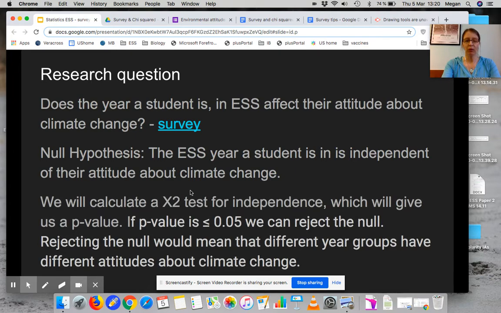What we'll do is calculate a chi-squared test for independence, and that's going to give us a p-value. Similar to our ANOVA, if our p-value is less than or equal to 0.05, we can reject the null. We use that 0.05 for p-values for t-tests, for ANOVA, and so on, and for chi-squared. If we reject the null, it would mean that different year groups actually have differing attitudes about climate change, or at least they're answering the survey a little bit differently. So let me show you this survey.